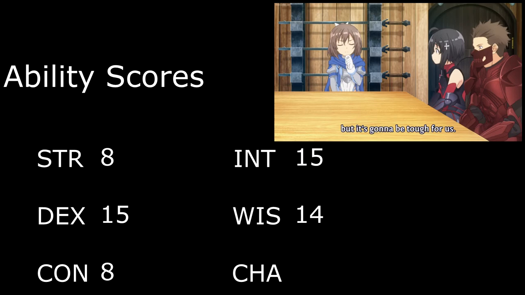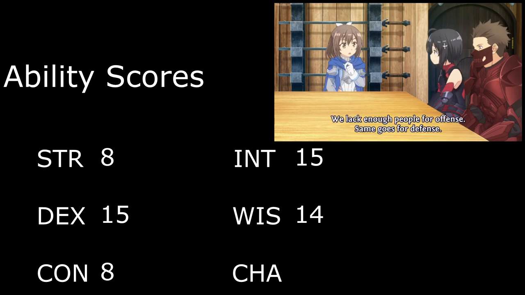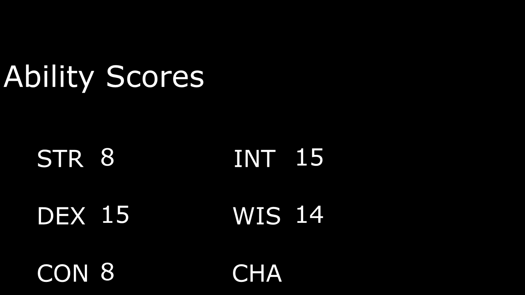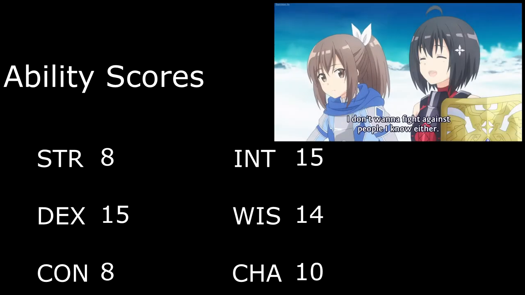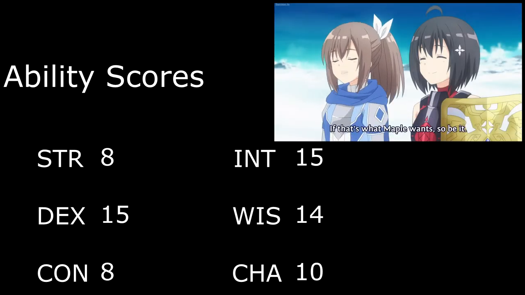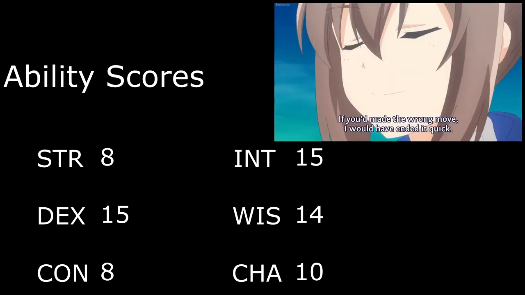Sally is one of, if not the most familiar with games in the entire guild, and she usually serves as the guild strategist as well. And we'll finish up with a 10 in charisma. Sally's friendly enough, but she tends to step back and defer to Maple when it comes to meeting new people.